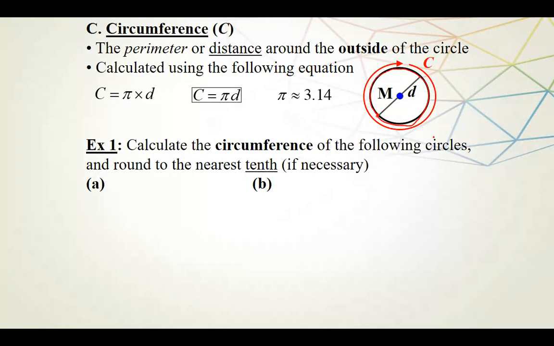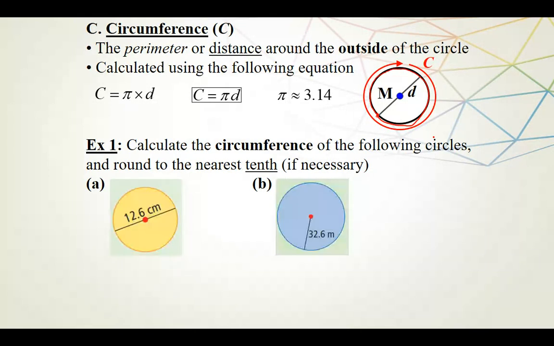Okay, so let's look at an example where we actually do this. I want to calculate the circumference of the following circles and round to the nearest tenth if necessary. When I say if necessary, it just means if it's a whole number, there's no need to add a decimal zero just to make it go to the nearest tenth. The first thing you want to do, before you even try to calculate this, is look at the picture and identify whether the diagram is showing you the diameter or the radius of a circle. In this one, I have a line that starts at one edge and goes to the opposite edge, and it passes through the center of the circle, so that's my diameter.